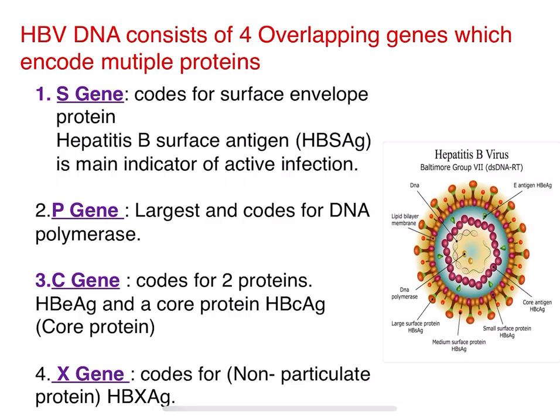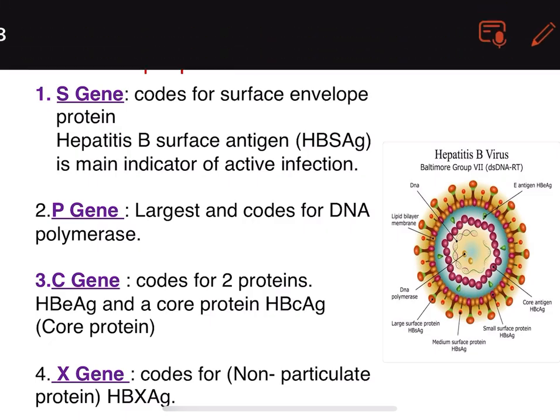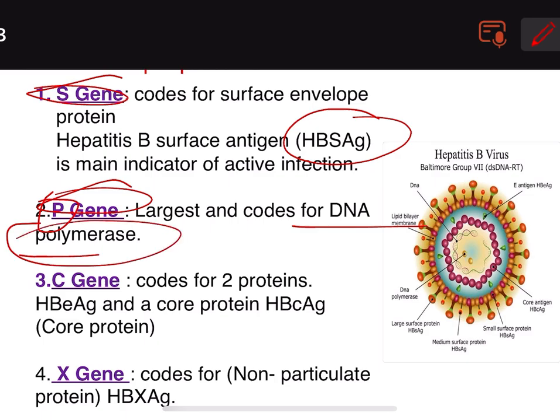Next, we have the P gene. The P gene is the largest and it codes for the DNA polymerase. And we have the C gene. The C gene will code for two proteins, HBeAg and a core protein HBcAg. This is the envelope protein and this is the core protein. The X gene will code for the non-particulate protein HBxAg. Is it clear? What are the four genes? S gene coding for HBsAg. P gene coding for the DNA polymerase. P stands for polymerase. And we have the C gene which codes for the core protein HBcAg and HBeAg.